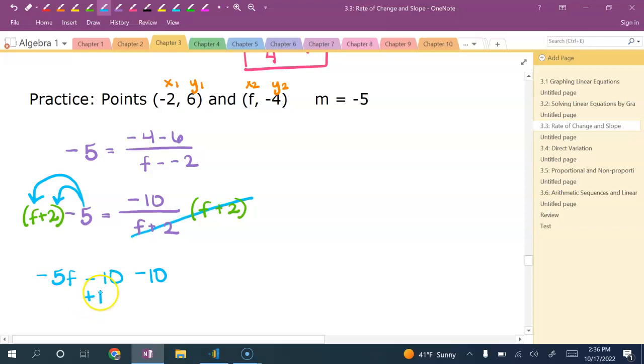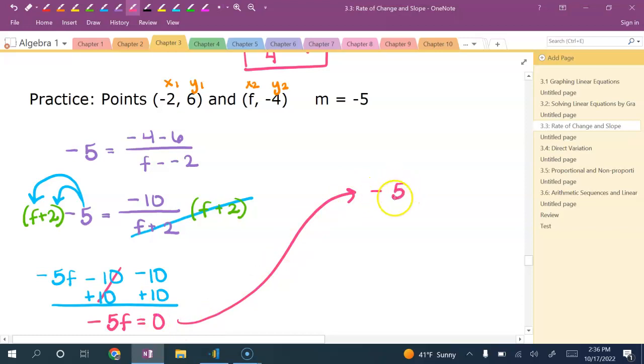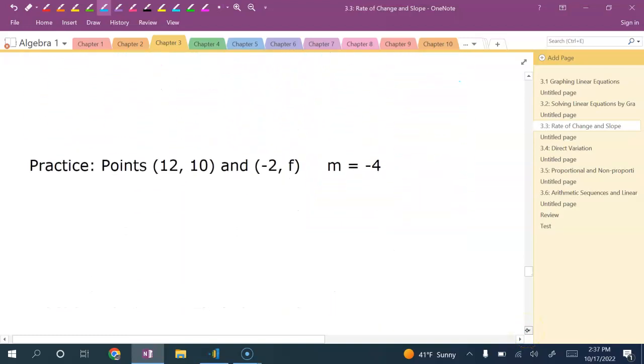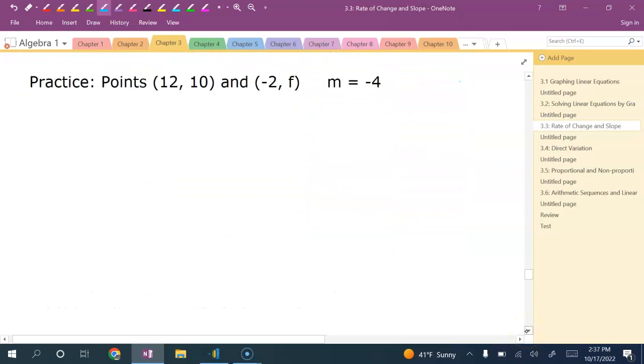Then I would add 10 over. So you're going to have negative 5f equals 0. I would then divide by negative 5. 0 divided by anything is going to be 0. So f equals 0. So why don't you go ahead and try this last problem.